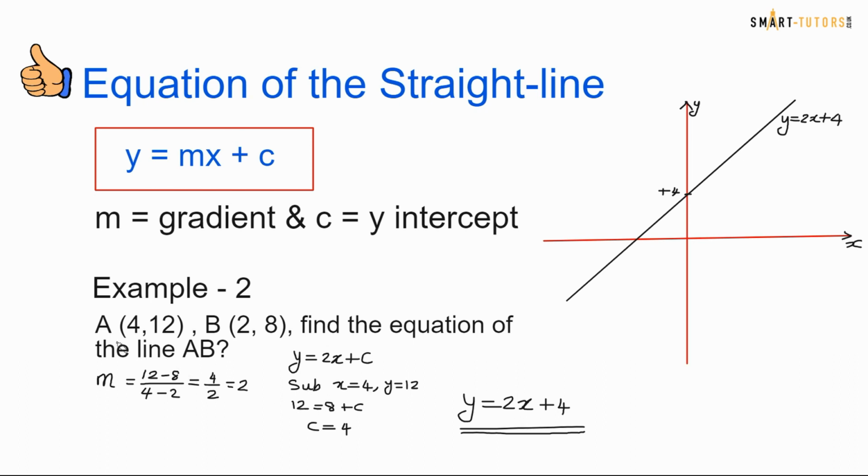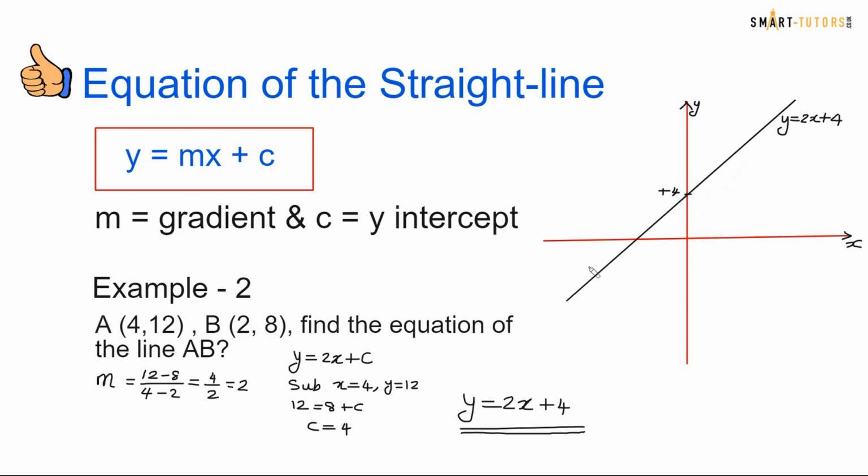I'm putting the first point (4, 12) onto the equation: x equals 4, the first one is the x coordinate, the second one is the y coordinate. 12 equals 8 plus c, then c equals 4. Once you find out c equals 4, y equals 2x plus 4 is the final equation of the line. If you consider the coordinate geometry here, the y-intercept is the point where the line cuts the y-axis at 4.